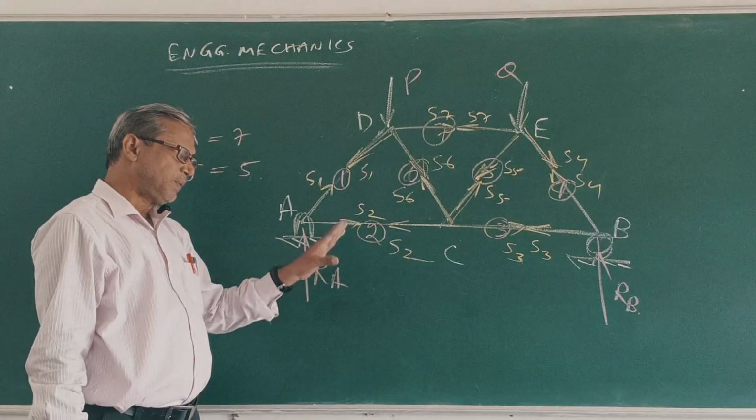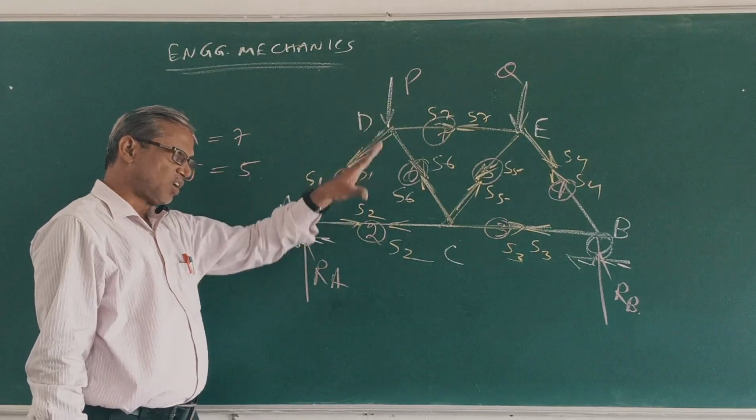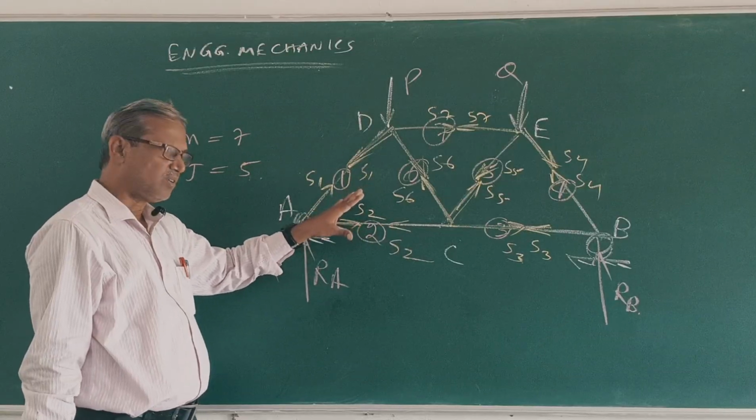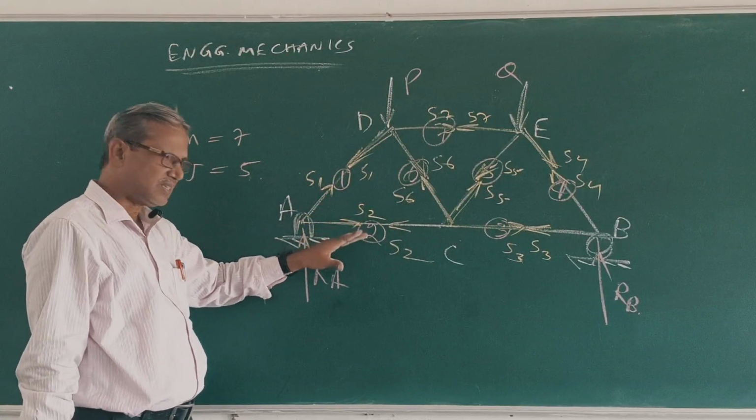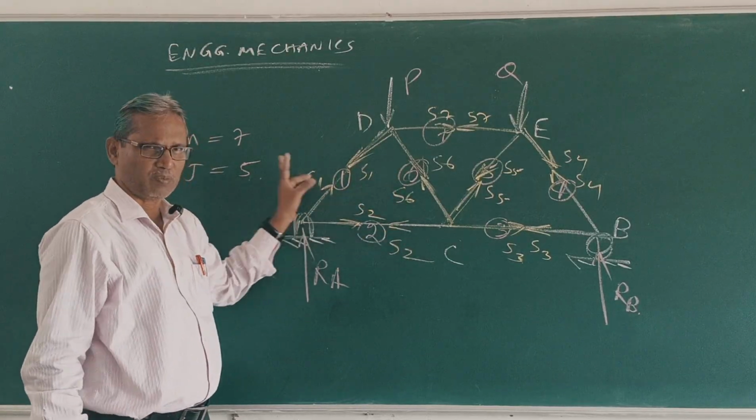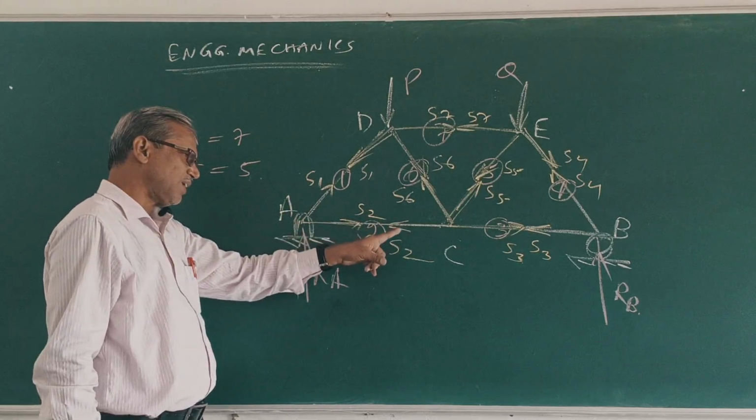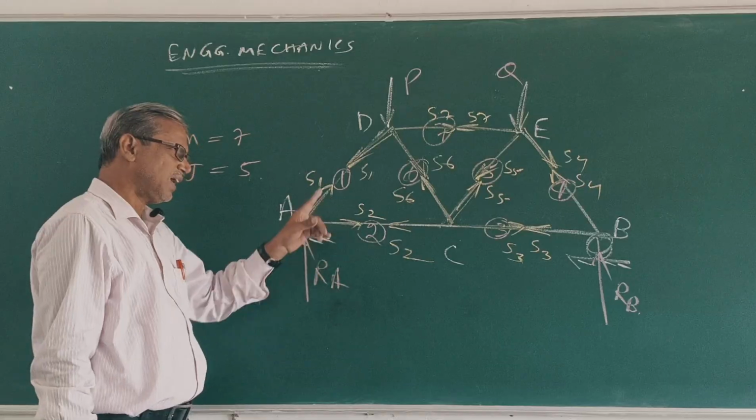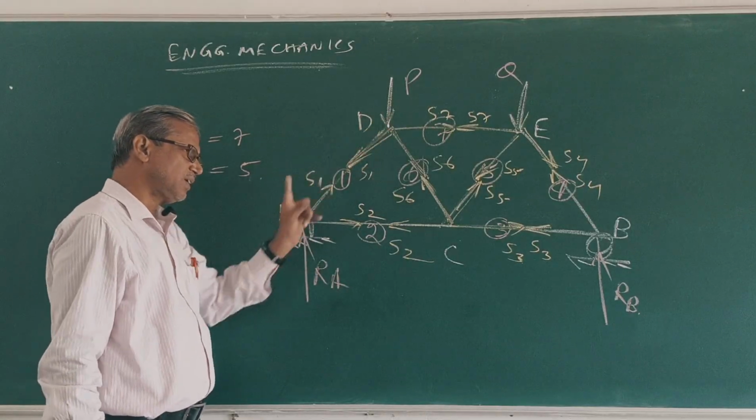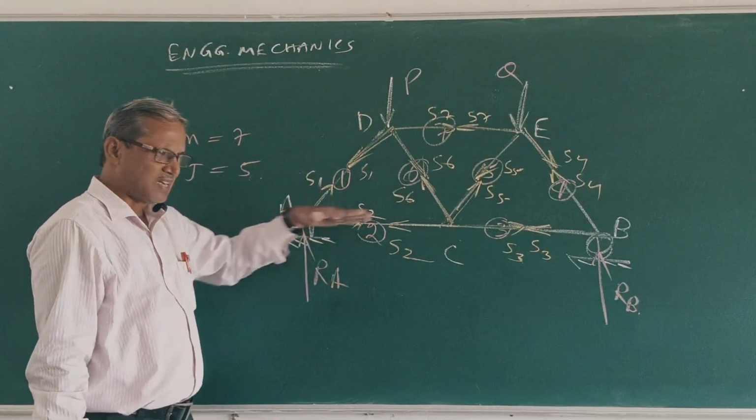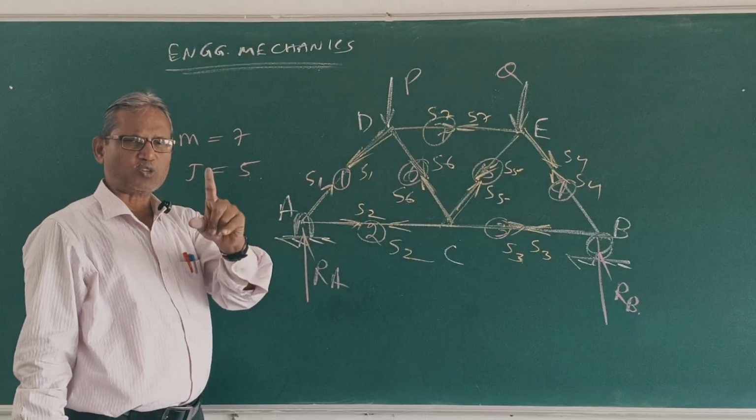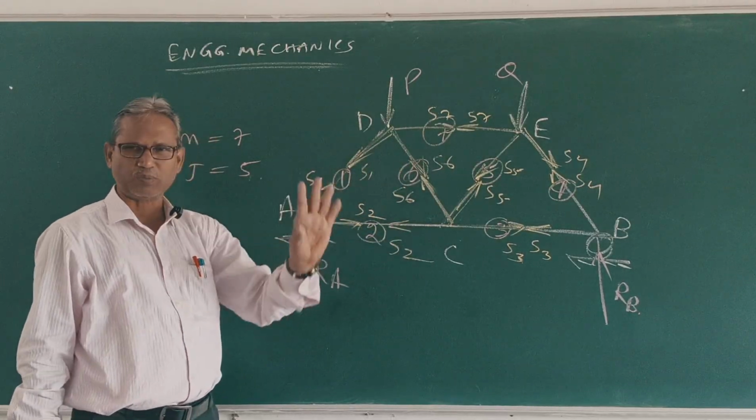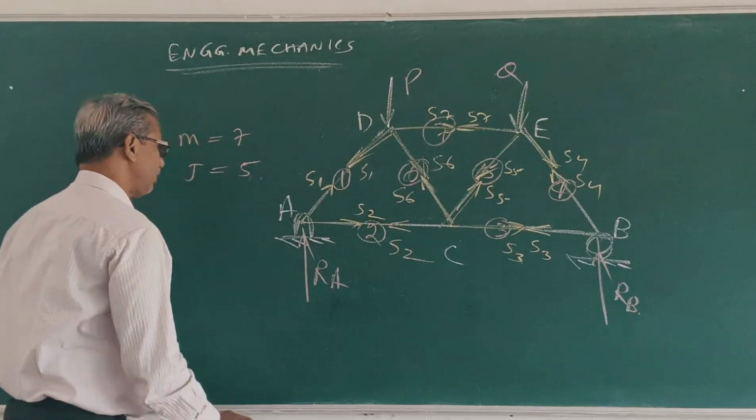Now, the definition: the truss is a system of uniform members connected at the ends. This member, this member, this member, 7 members, connected at the ends by riveting or welding, and the loads are applied at the joints. All are straight members and two force members. All are two force members. Clear?